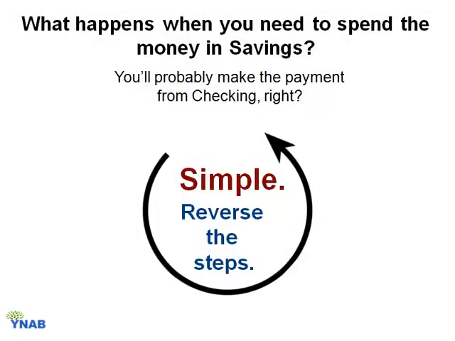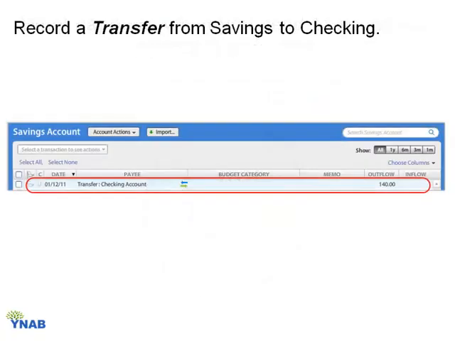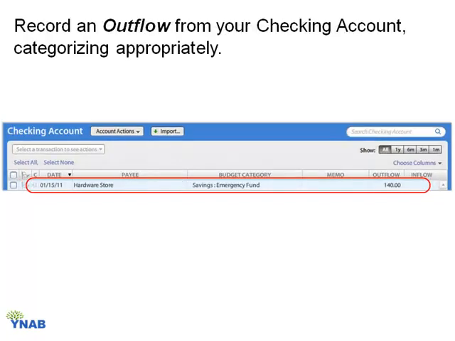So what happens when you need to spend the money in savings? Well, let's think about what really happens and make sure we record things accurately. You'll probably make the payment from your checking account, so we'll just reverse the steps. First, I'll transfer the money from my savings account to my checking account. That way it's in the account that I'll be doing the spending from. Then I'll record an outflow from the checking account and I'll make sure to categorize it to the savings category. Let's take a look at this in the software.